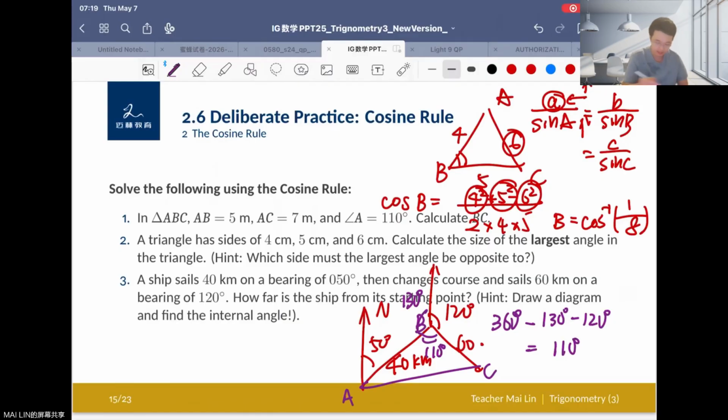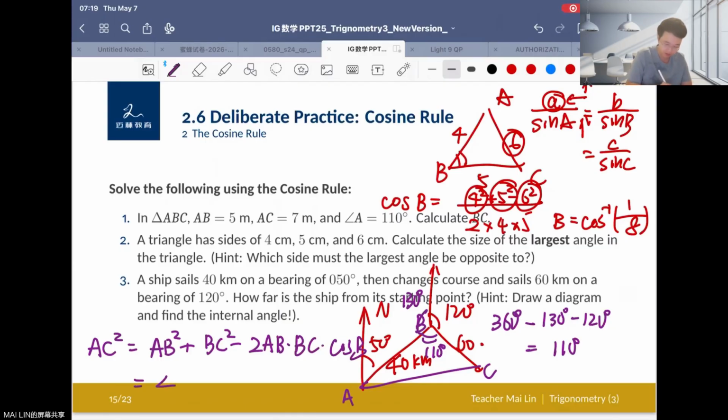So here you can just calculate using the cosine rule, right? AC squared equals AB squared plus BC squared minus 2AB times BC times cosine of angle B, right? Okay, so the value can be calculated as 40 squared plus 60 squared minus 2 times 40 times 60 times cosine 110 degrees, okay? So then you can find the value of AC, like AC equals the square root of 40 squared plus 60 squared minus 2 times 40 times 60 times cosine 110 degrees, okay? So that is the practice for you.